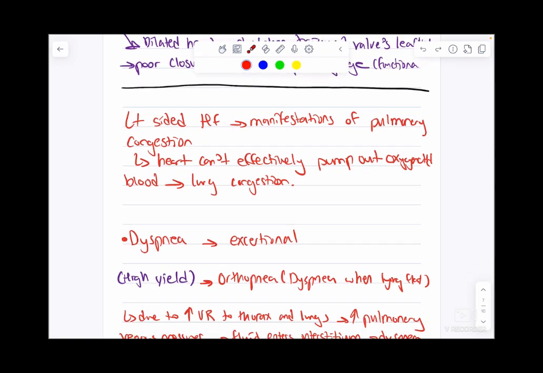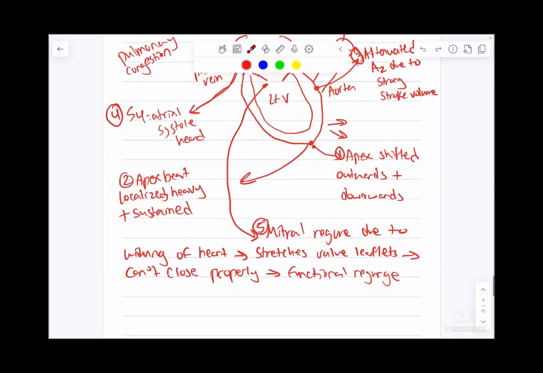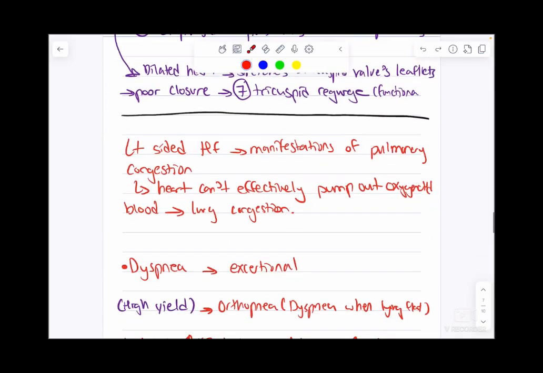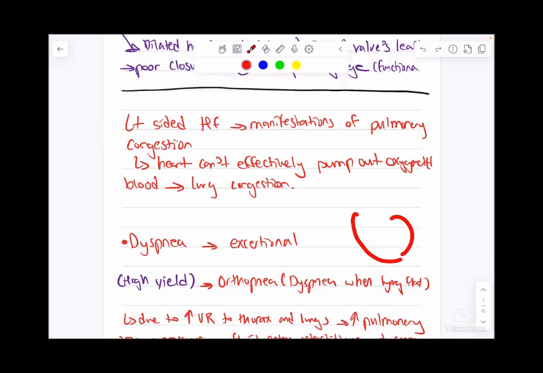Okay, now let's talk about left-sided heart failure manifestations of pulmonary congestion. So when you think of left-sided heart failure, what do you think of? Basically, the left ventricle cannot pump blood to the aorta anymore, to the rest of the body. So what happens? Well, sorry about that. Left-sided heart failure is due to manifestations of pulmonary congestion.